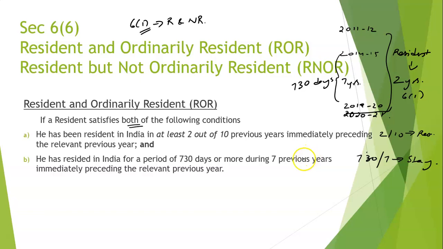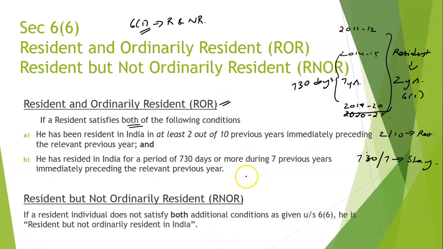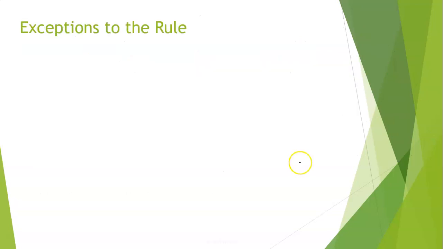Now if you satisfy both these conditions, you are an ROR. If you do not satisfy both these additional conditions, you are an RNOR. Clear? Simple? So two conditions for ROR or RNOR. Satisfy them both, you become an ROR. Don't satisfy them both, that is, you only satisfy one or don't satisfy anything, then you become an RNOR. It's that simple. Now again, there is an exception to this particular rule as well.